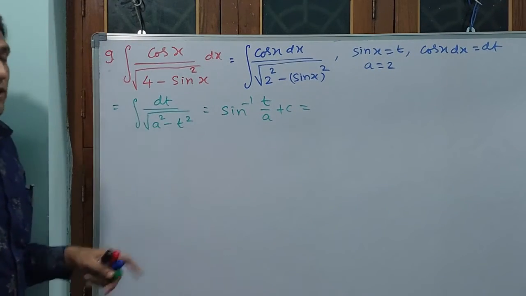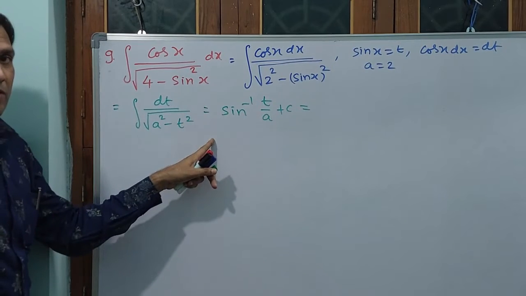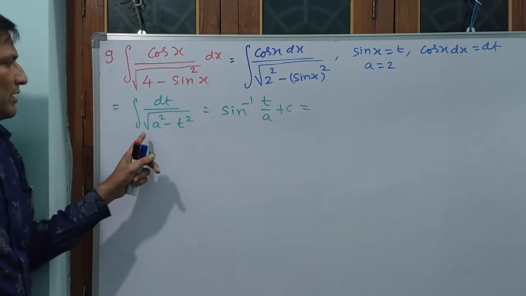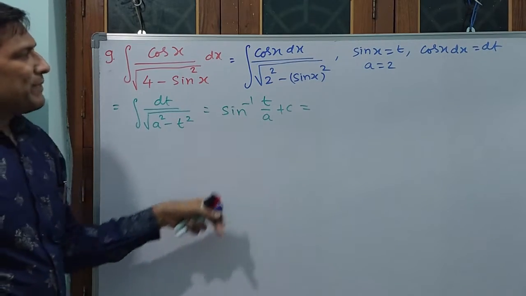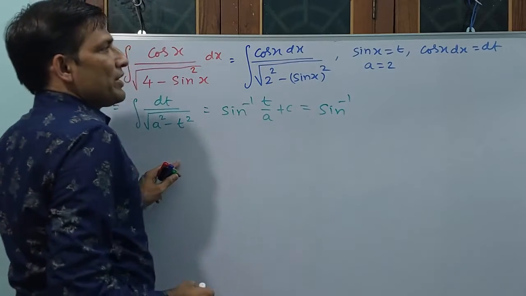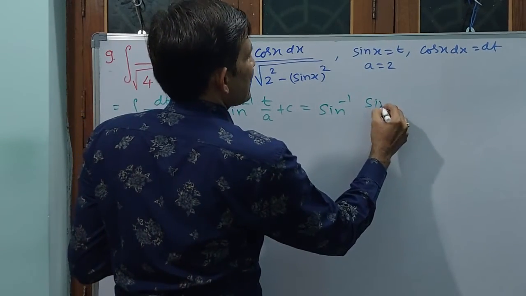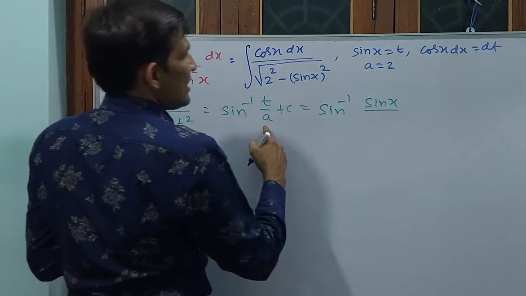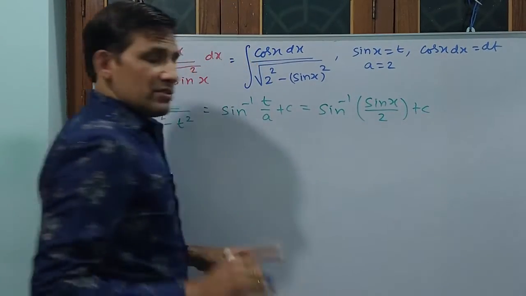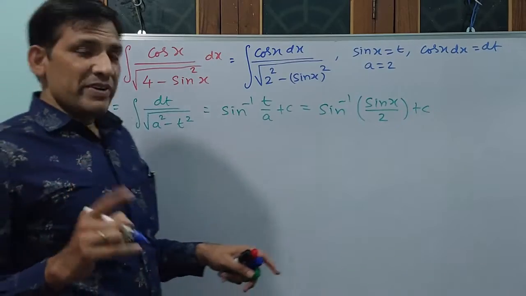See, for sin inverse, 1 by a will not come as a factor, but for tan inverse, 1 by a will come. That you keep in your mind. Sin inverse t by a. Now you replace t and a. That is equal to sin inverse of, t value is sin x, divided by a value, which is 2, plus c.